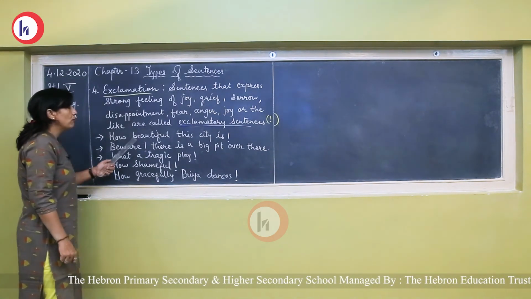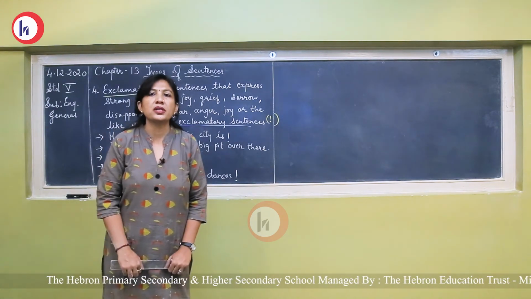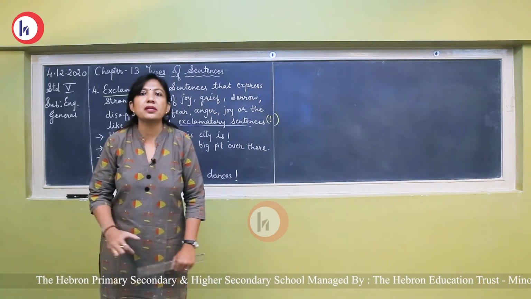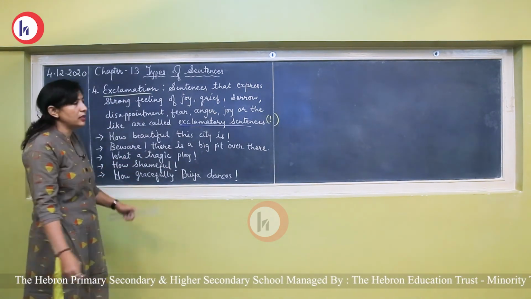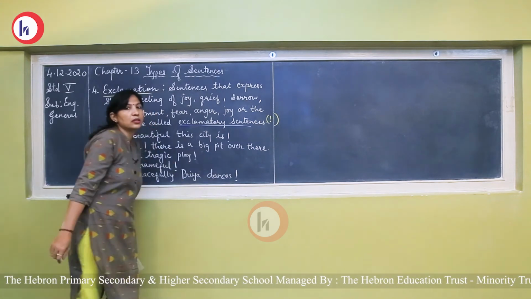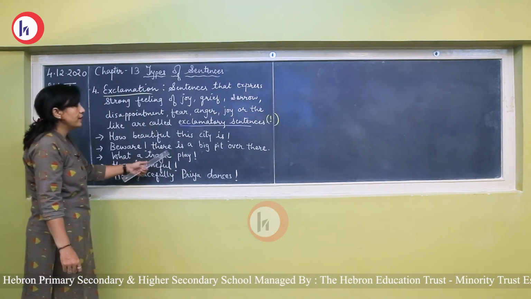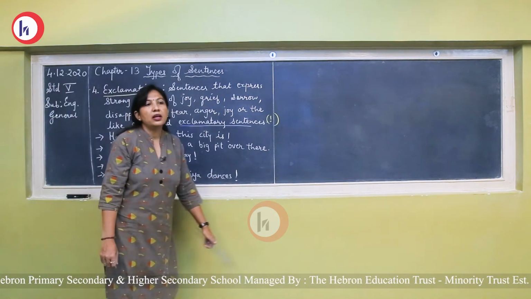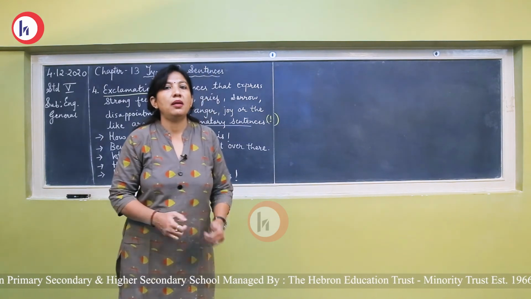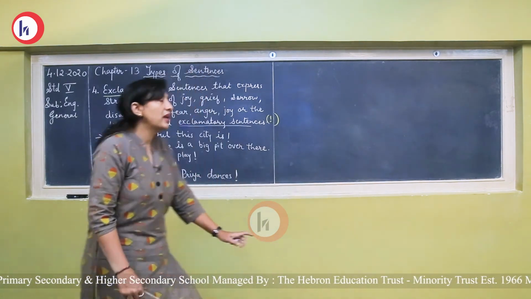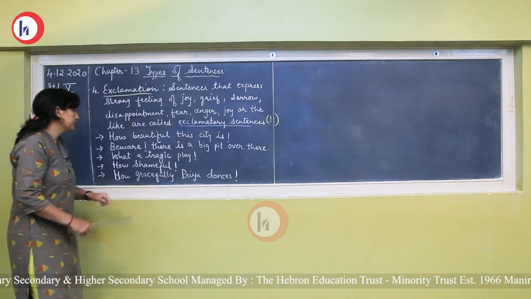First is, how beautiful this city is! When the city is beautiful and we are visiting for the first time, we get impressed and we use such sentences like how beautiful this city is, and at the end of the sentence we keep the exclamatory mark. Beware, there is a big pit over there! We are stopping a person from stepping into that pit. So we say beware, and after beware we keep the exclamatory mark.